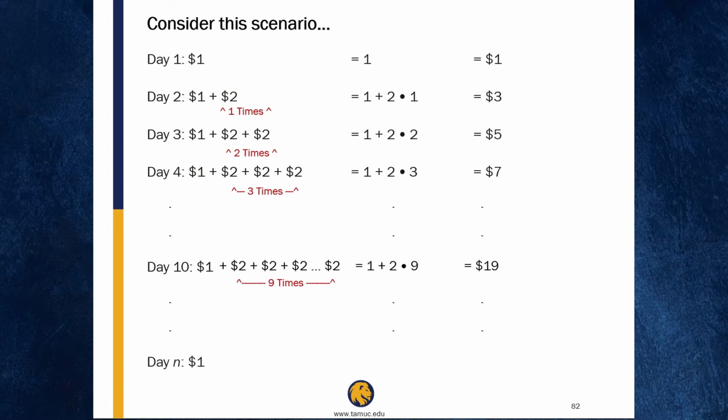If we consider an unspecified day, day n, then how many 2's would be added together on that day? Well, in this case, just like on day 10, there were 9 2's. Day 4, there were 3 2's added. On day 3, there were 2. It's always 1 less than the number of the day. So we'd say on day n, 2 would be added together n minus 1 times. In other words, that would calculate as 1 plus 2 times n minus 1.